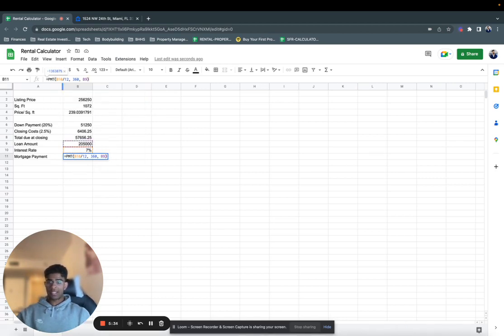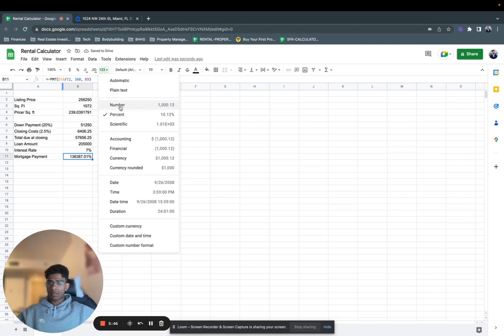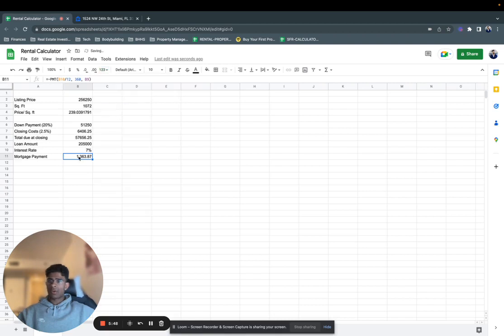So when we plug that in, we get $1,363 per month. So now that we know our monthly payments, next let's figure out what our rental income is per month.